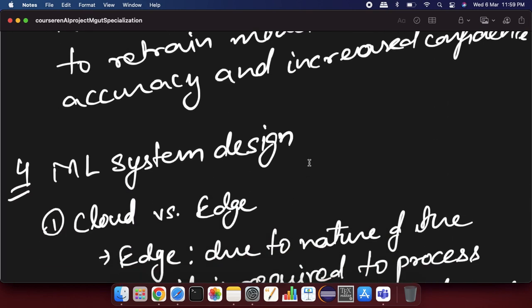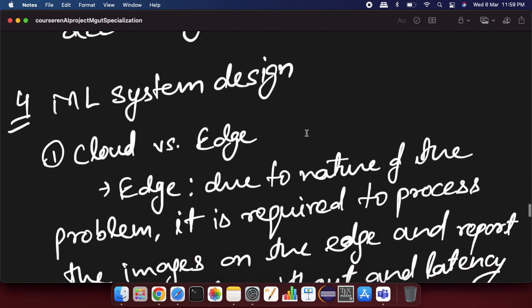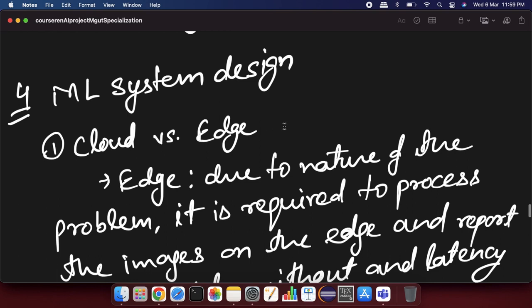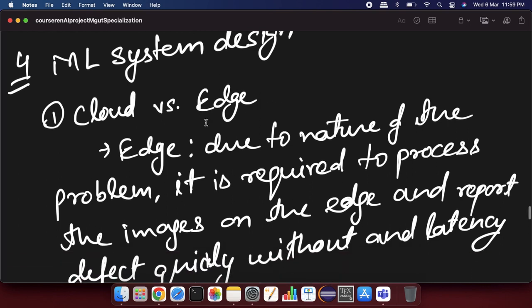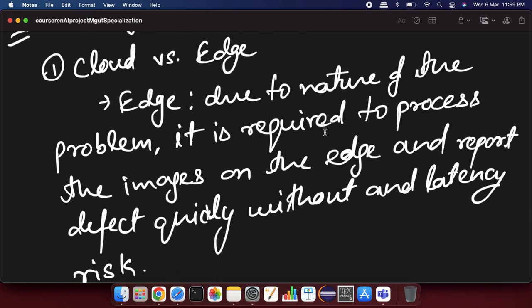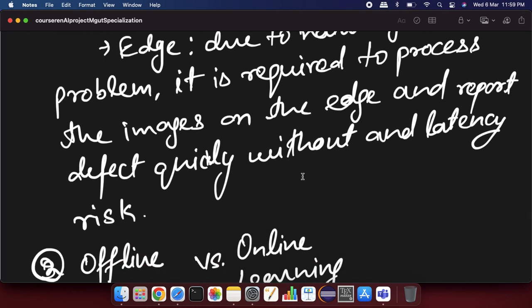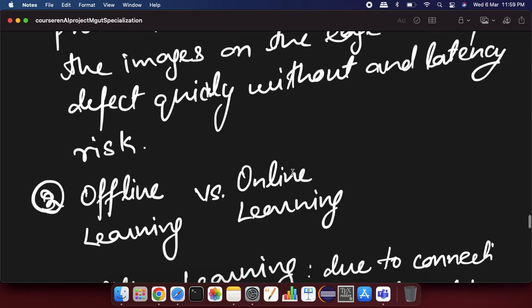There are some ML system design considerations which we have to make. The first criterion is cloud versus edge. As this problem is at the edge end, we have to keep it at the edge. The images will be processed at the edge, and we have to report the defects quickly, so latency is a major consideration.